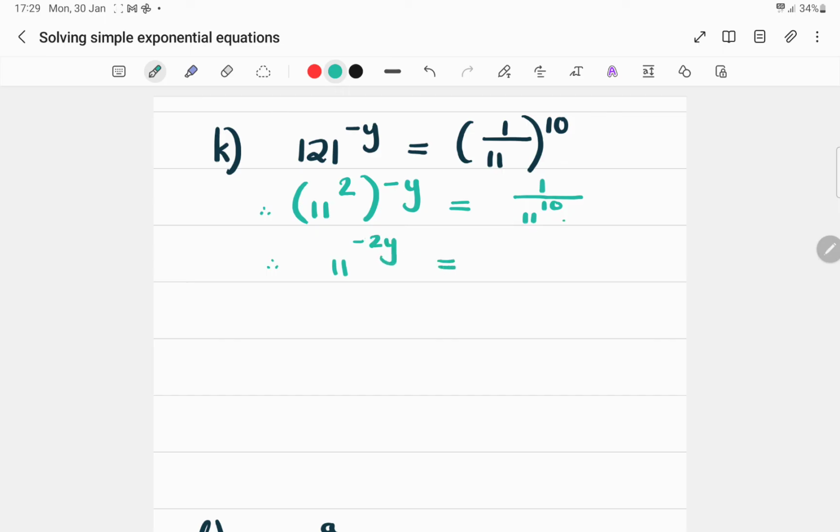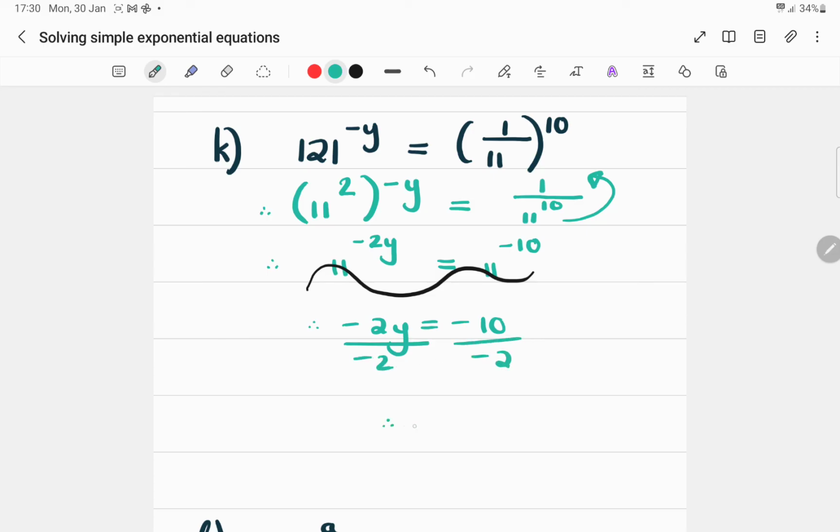And if I want to bring this up to the same level, I'm going to take it up. But what happens is my power becomes a negative now. So now I've got my prime base is the same. I drop it like it's hot. And I've got negative 2y is equal to negative 10. Divide by negative 2 on each side. And you get that y is equal to 10 divided by 2 is 5. Negative divided by negative is a positive. 10 divided by 2 is 5.